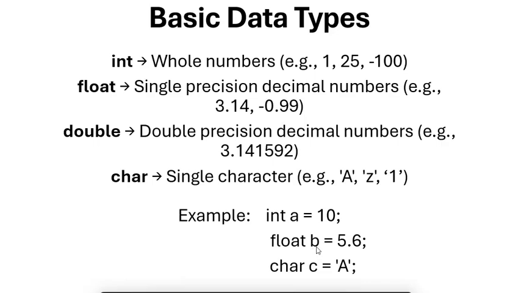And float, it is float b. B is the variable name, and I have assigned 5.6 to that b. It is a float data type. And character, I have told you it should be only one character, a single character. I have assigned a to that c variable. Got it? These are all the basic data types.